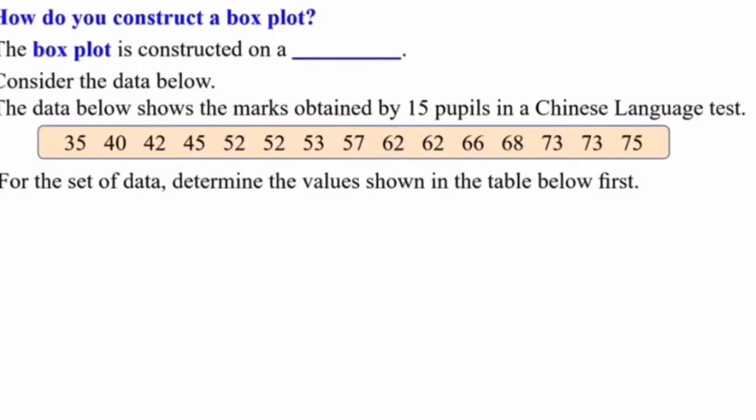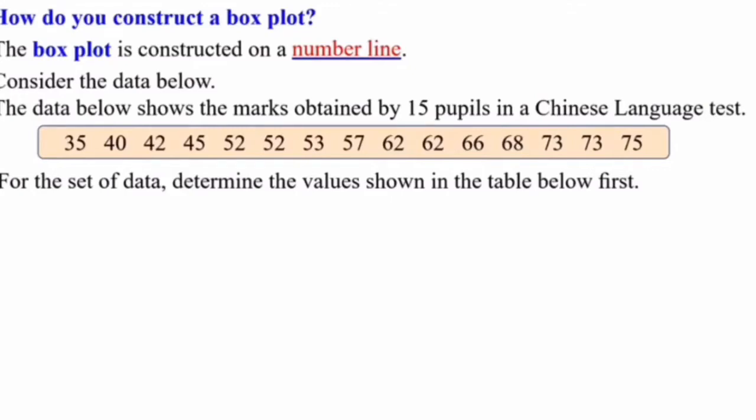Now, how do you construct a box plot? The box plot is constructed on a number line. Consider the data below. The data below shows the marks obtained by 15 pupils in a Chinese language test. The marks are 35, 40, 42, 45, 52, 52, 53, 57, 62, 62, 66, 68, 73, 73, and 75.